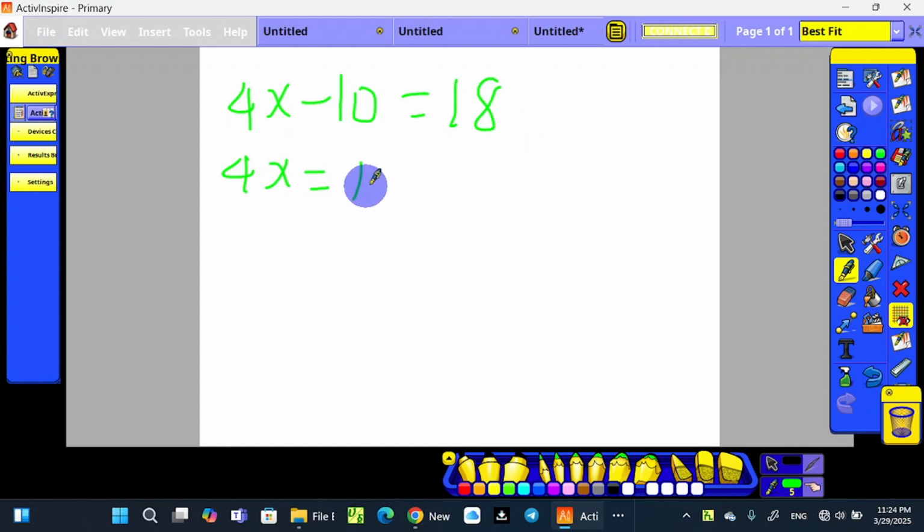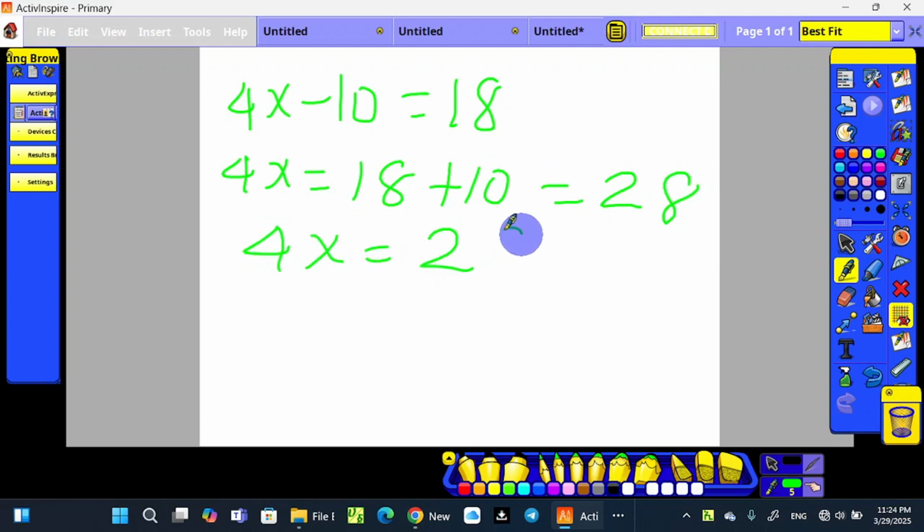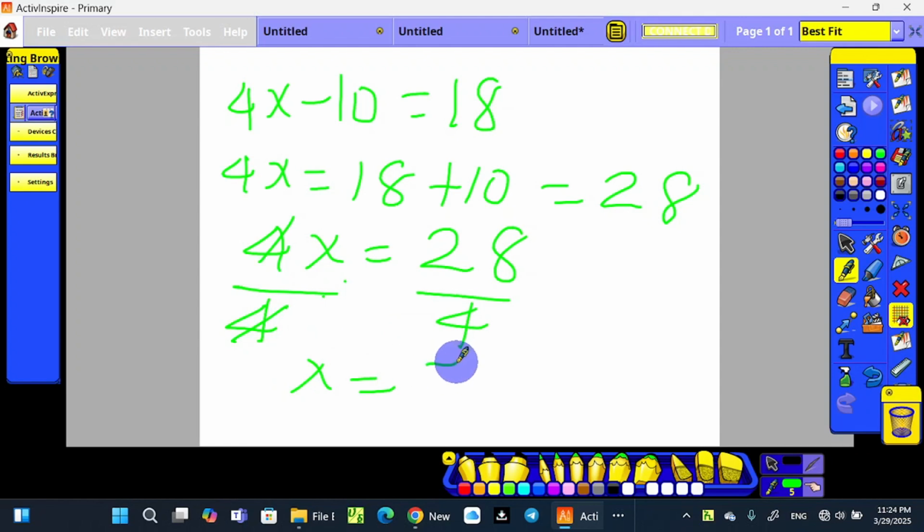So 18 plus 10, which is equal to 28. So 4x is equal to 28. Then to find the value of x, you divide both sides by 4, so that this 4 is eliminated. 4 divided by 4 is 1. So x is equal to 28 over 4, which is simply 7. The value of x is 7.